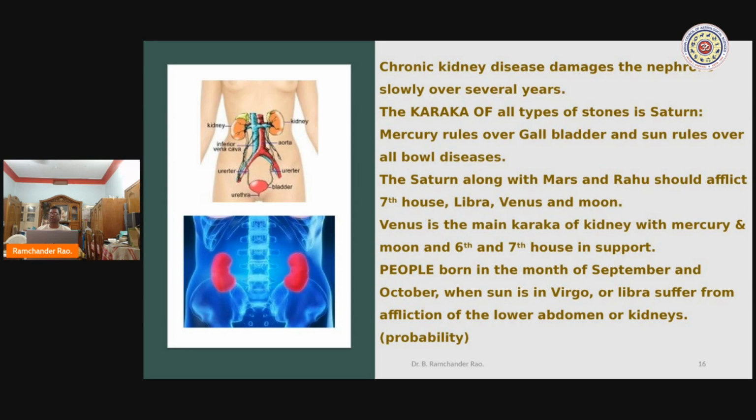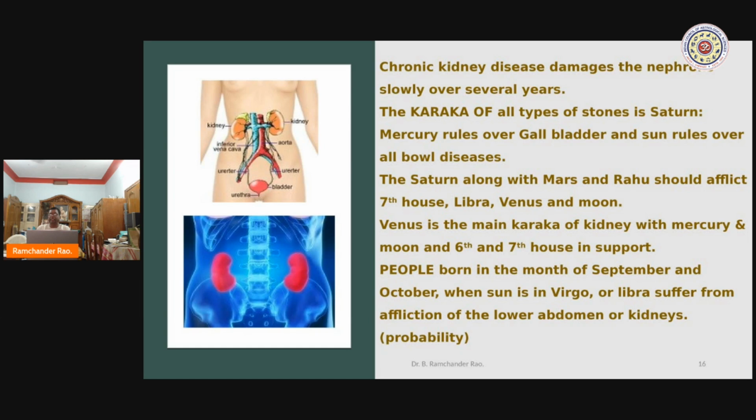Chronic kidney disease damages the nephrons slowly over several years. The karaka of all types of stones is Saturn. Saturn is the stone-manufacturing karaka in our body. Mercury rules over the gallbladder, and Sun rules over bowel disease.